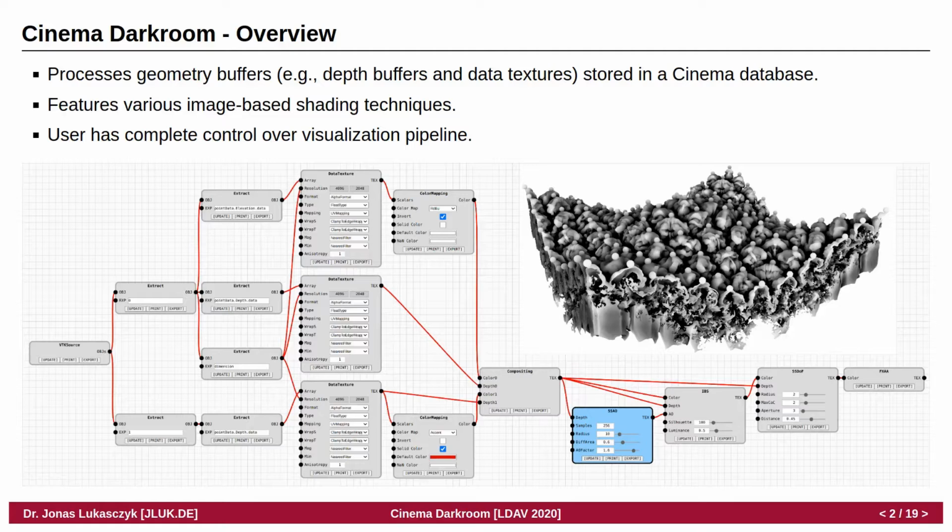In a nutshell, Cinema Darkroom flexibly renders geometry buffers that have been stored at simulation runtime in a cinema database. These geometry buffers can contain any generic shading information, such as depth buffers and data textures. Cinema Darkroom then passes these geometry buffers into a flexible shading network that features screen space ambient occlusion to approximate lighting, screen space depth of field to enhance depth perception, image-based silhouettes to highlight edges, and many more image-based shading techniques, where the user has complete control over the creation of the visualization pipeline through a user-friendly node editor. The system is also designed to be easily extendable by, for example, adding custom shaders with minimal overhead.